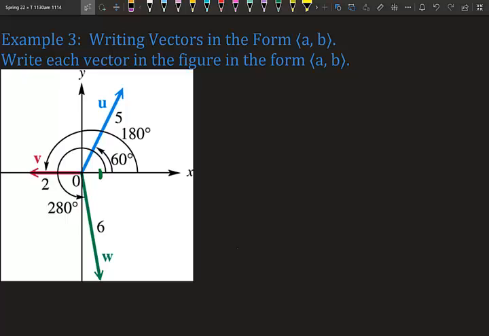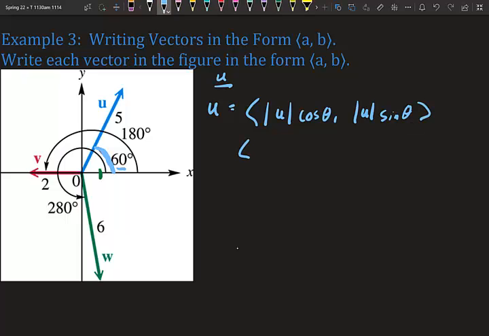Writing vectors in <a, b> form. We have 3 vectors here and we're going to write them in the form <a, b>. The first vector we have is u. When it opens, it's 60 degrees. So we can find it by doing the absolute value of the force times cosine theta, and the absolute value of the force times sine theta. Our force is 5. Our angle is 60.